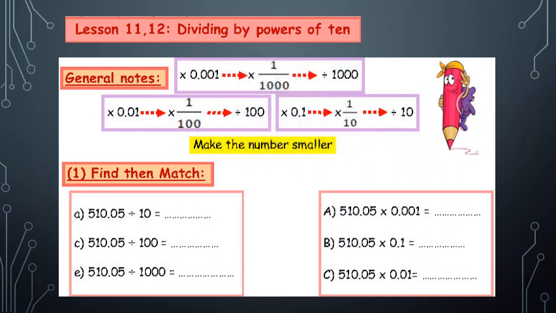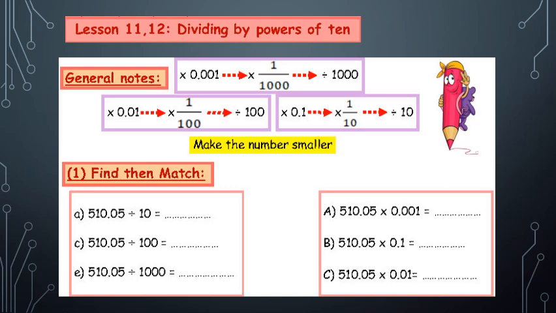General note: multiplying by 1 tenth is equal to multiplying by 1 over 10, which is equal to dividing by 10. Multiplying by 1 hundredth is equal to dividing by 100. Multiplying by 1 thousandth is equal to dividing by 1000. To know that, solve our example, find then match.